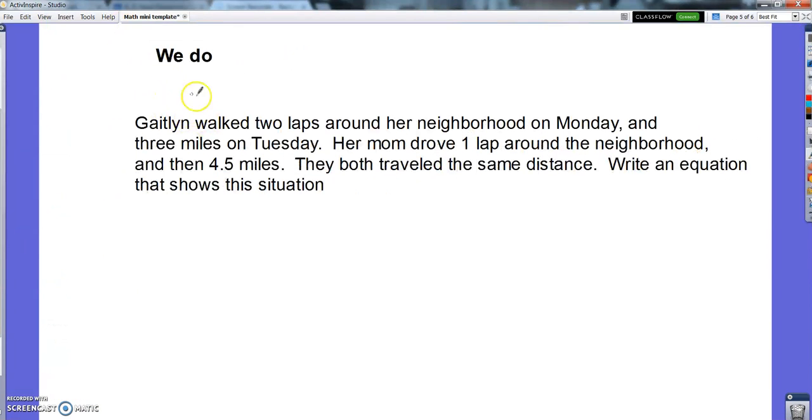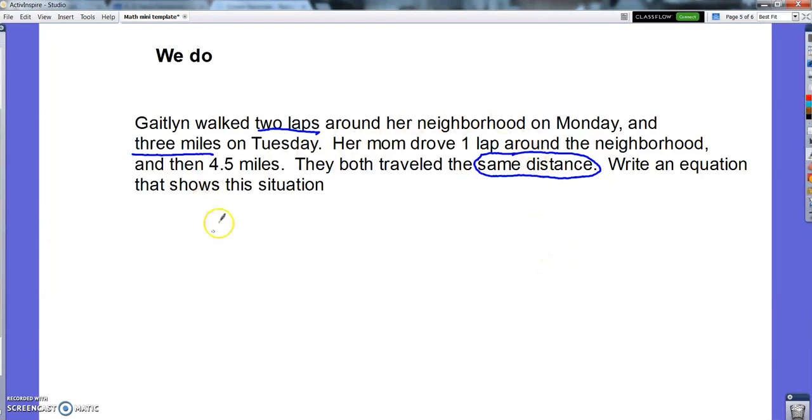So you want to pause and write down the situation, you can, because you'll need the situation written down. And so here it is. Gaitlin walked 2 laps around her neighborhood on Monday and 3 miles on Tuesday. So notice I have 2 separate things here. 2 laps around her neighborhood, don't know how far that is, and 3 miles, I do know how far that is, on Tuesday. Her mom drove 1 lap around the neighborhood and then 4.5 miles. They both traveled the same distance. Write an equation that models this situation.